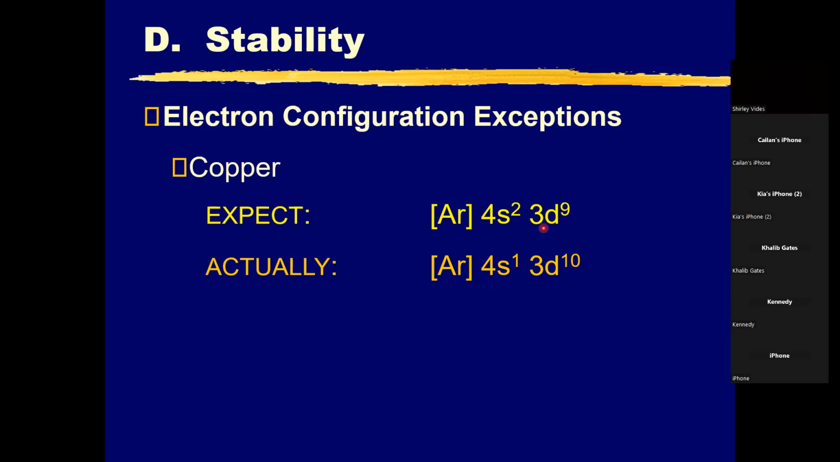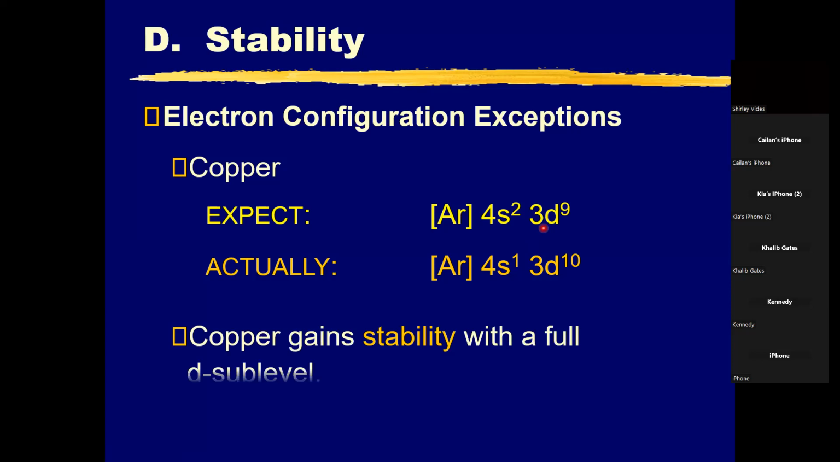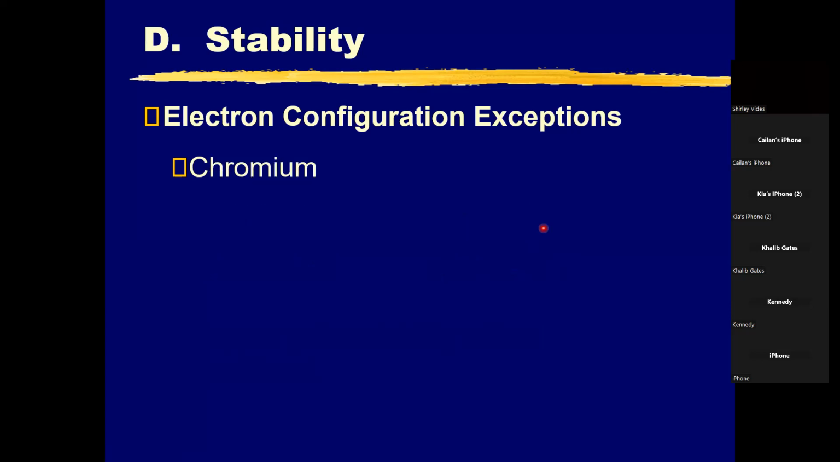That's why copper doesn't completely rot, or not rot, but oxidize, I should say. Instead, that's why the Statue of Liberty is still there, right? It's because a part of it is copper, and it gains stability with a full D sublevel.